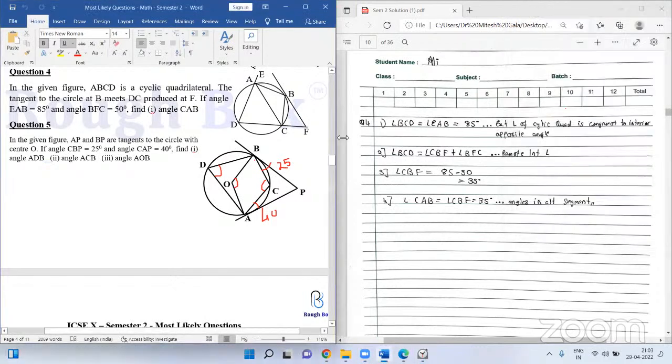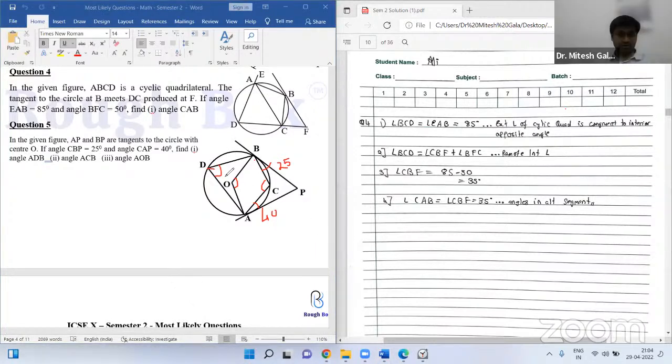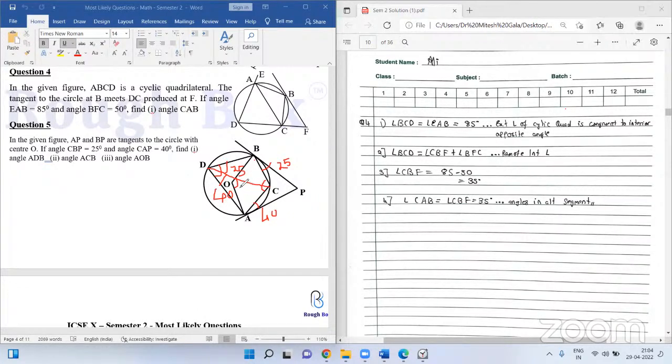Let's look at what is given. You've been given 25 and 40. We need to first find ADB. Anybody helping me for this one? Sir, if we join DC, very good. Join DC. Now angle CAP will be equal to angle ADC, so this will be 40. 25, angles in alternate segments. And this also will be 40, again angles in alternate segments. So 65. Then this angle will be double of that, so 130. And this angle will be the opposite angle of the cyclic quadrilateral, so 180 minus 65, so 115.